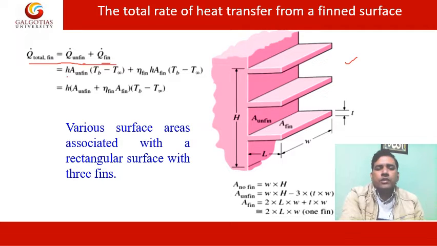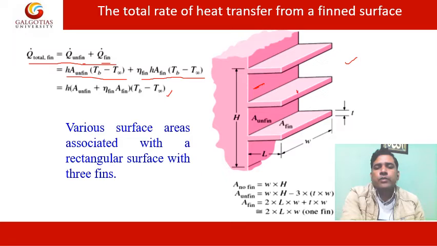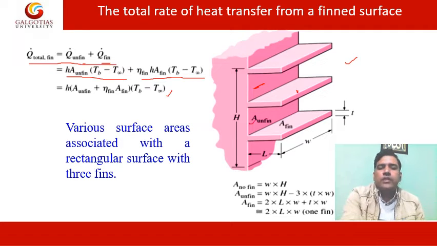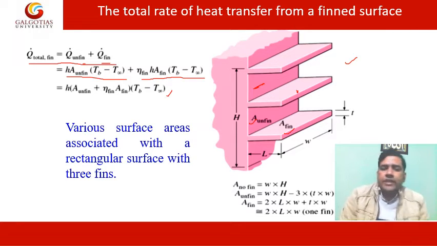So this relationship that we have earlier derived, and this is the relationship that we have again earlier derived for the fin, will give the total heat transfer rate through the surface which has the fin. Okay, so here the heat transfer from here plus the heat transfer from the fin, both will be calculated. As you can see, there is an unfin area where there is no fin, and the finned area of the fin where it has been applied.